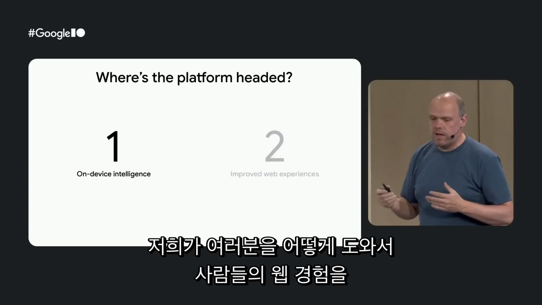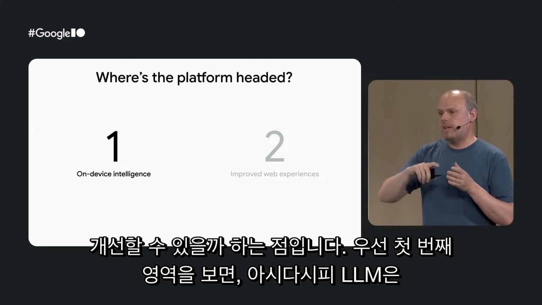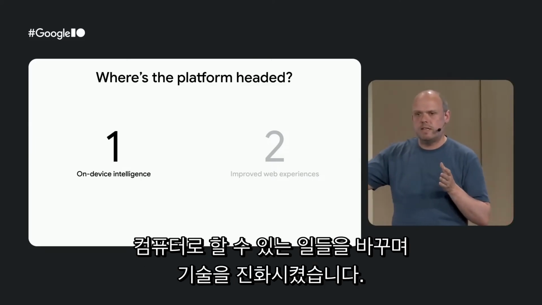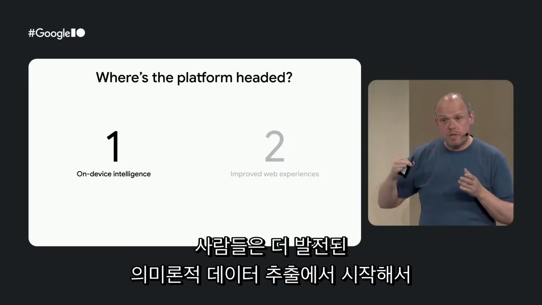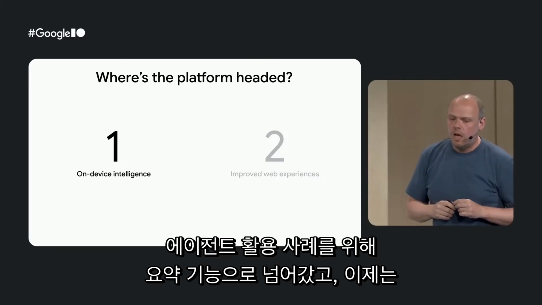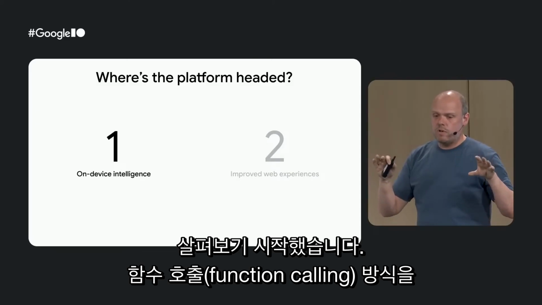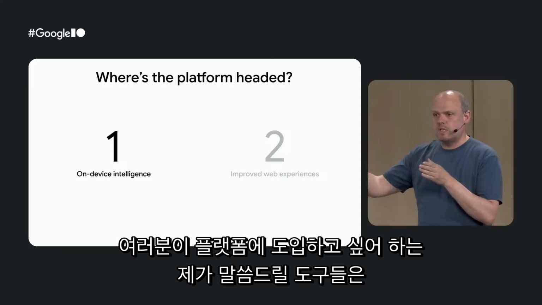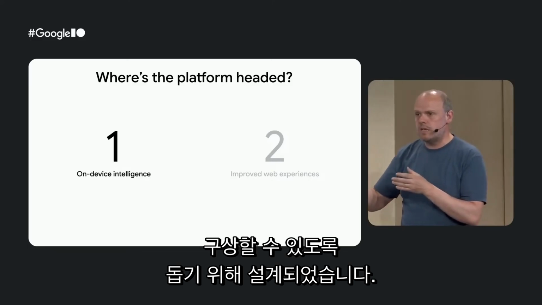So for the first area, obviously LLMs have changed what is possible with a computer. And obviously they've evolved from things like text completion and then semantic data extraction. Then people moved on to more summarization. And now people are starting to look at function calling for those kind of like agency use cases. Now, the tools I'm going to talk about are designed to kind of help everyone think about these like new types of experiences that they want to bring to the platform by enabling more intelligence in the browser.